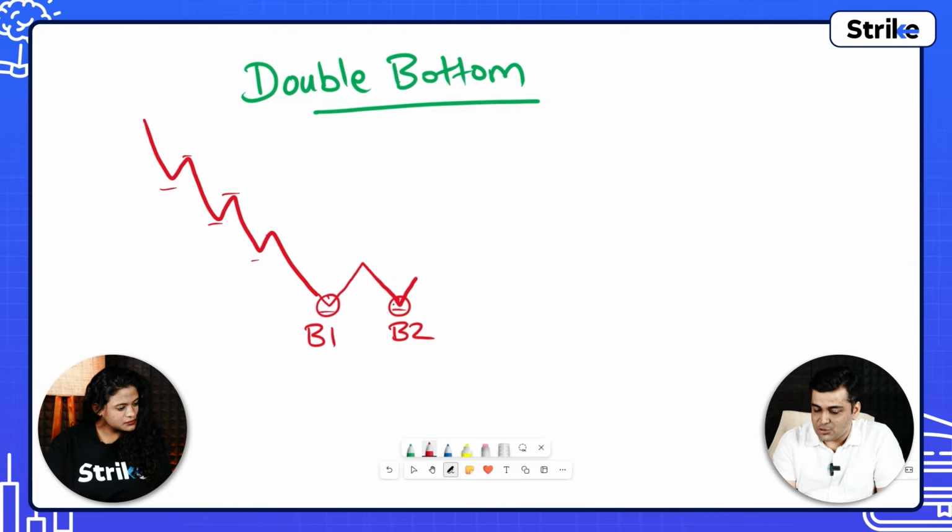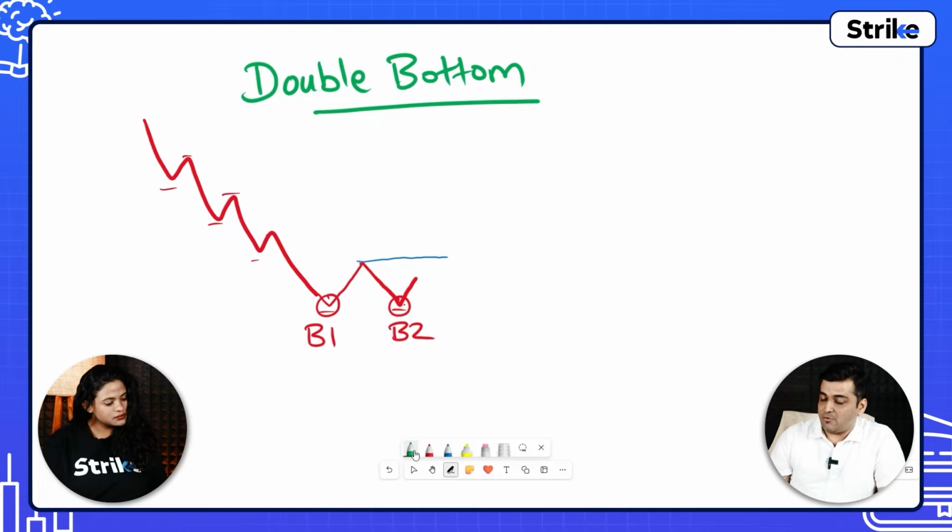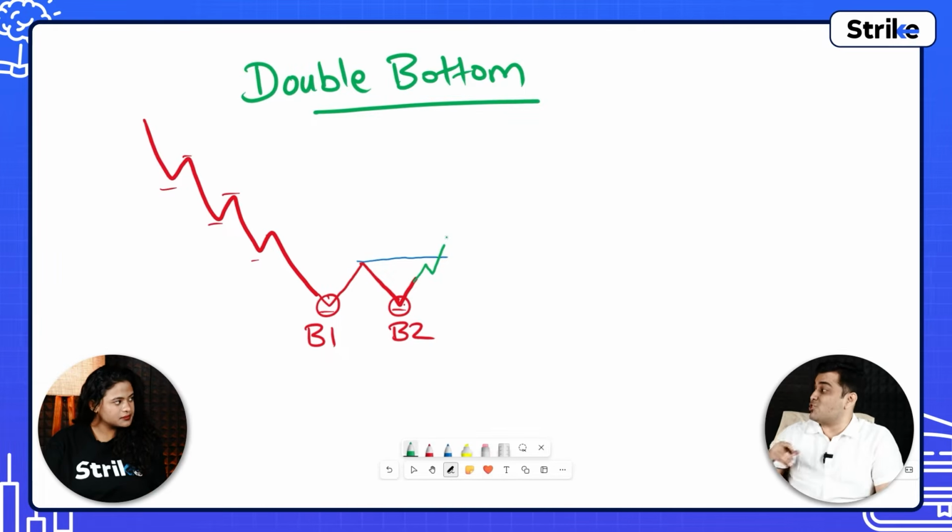Between these two bottoms, there is this top over here. We will draw a horizontal line over here. This horizontal line is also called a trend line. We will wait for prices to close above this trend line. Have you heard me clearly? Close above the trend line. We will wait for it. And once there is a close above this particular trend line, we will say that this downtrend is reversed and now from here an uptrend can begin.